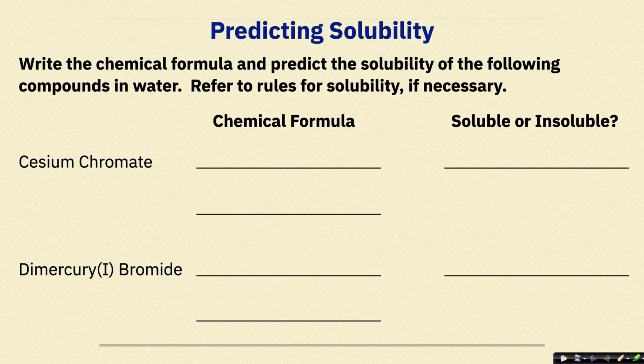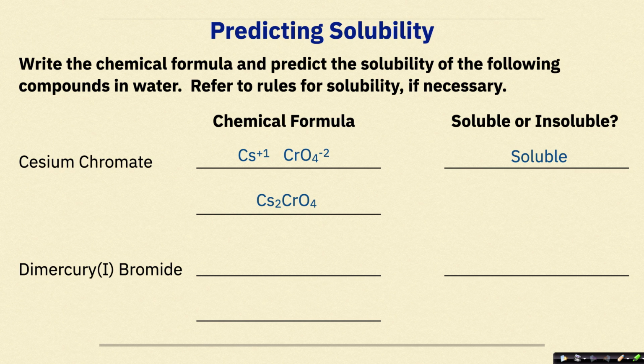Cesium chromate. Our positive ion will be Cs+1. Chromate is CrO4-2. When we cross these down, we get the formula Cs2CrO4. And again, we have a group 1 metal, so that means that this compound will be soluble in water.